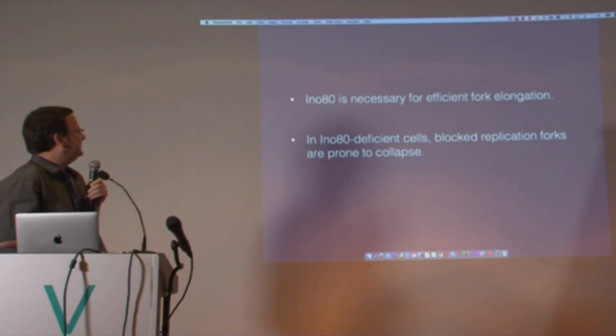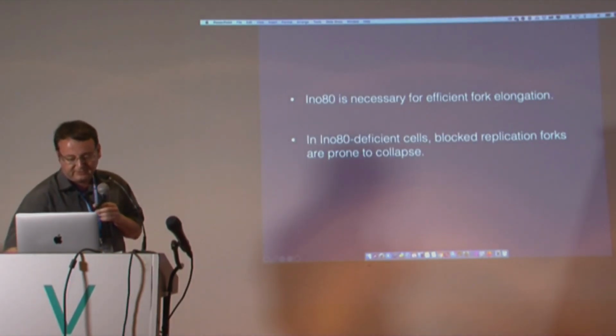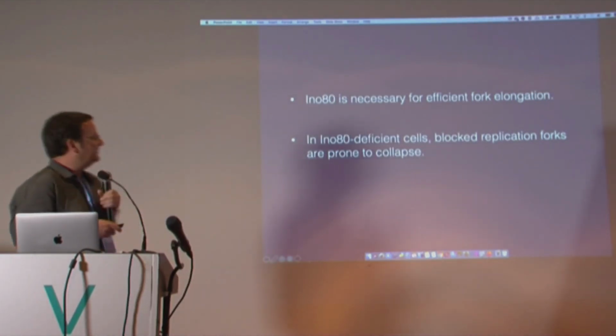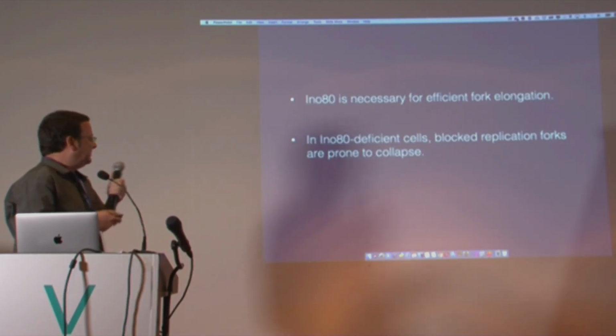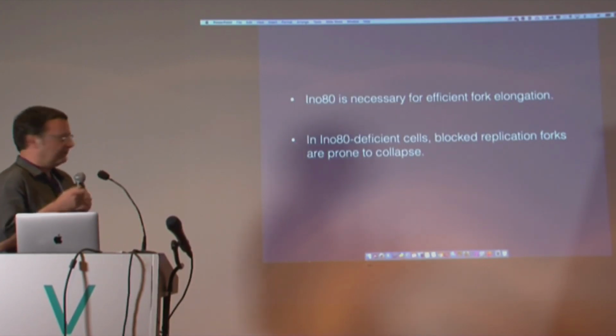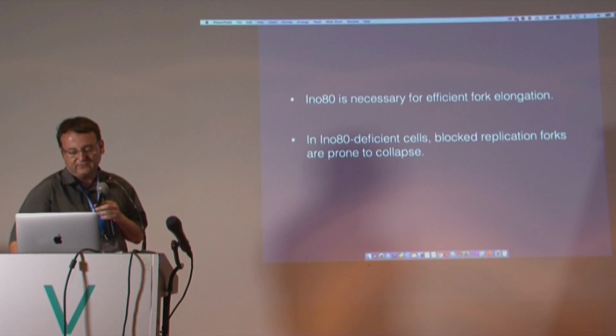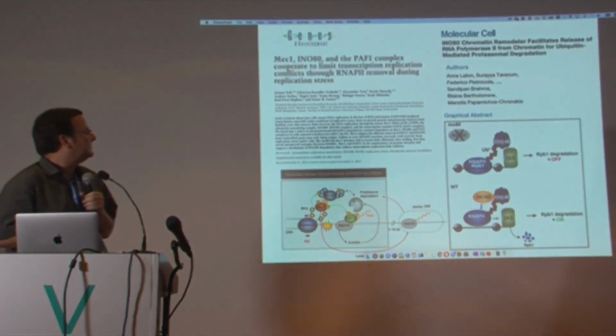So the take-home message from this part of my talk is that INO80 is necessary for efficient fork elongation, replication elongation, and that INO80 deficient cells accumulate broken forks. So the question is why this happens.